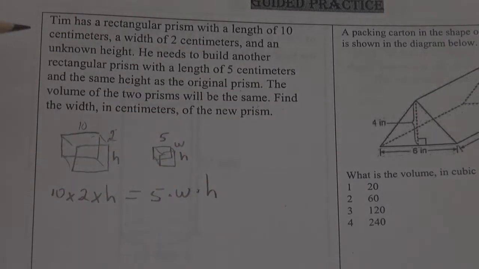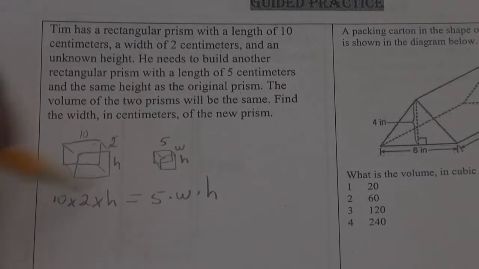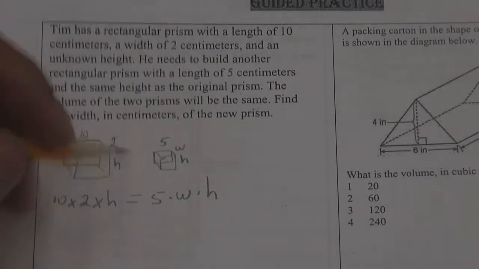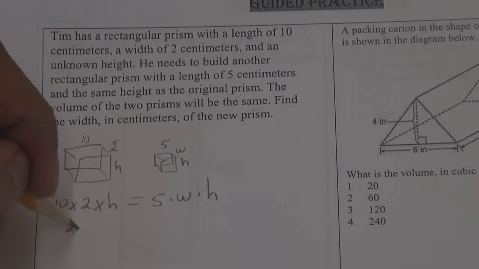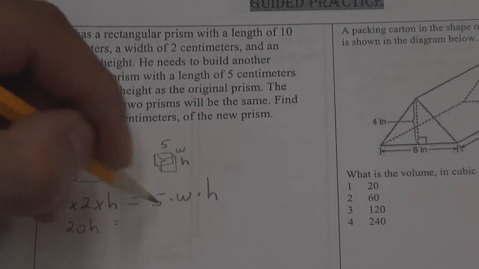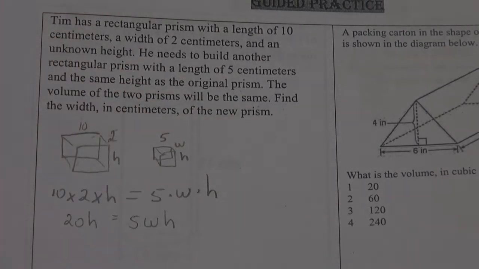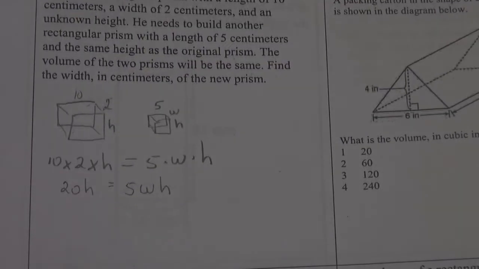All right. So how in the world am I going to figure this out? Well, let's see. Let's do the rational thing. 10 times 2 is 20. So 20 times H, right? Makes sense? Yes. And here you have 5WH. All right. Now what else? What can I do? They want me to find W.